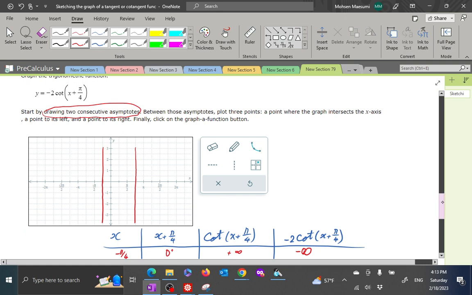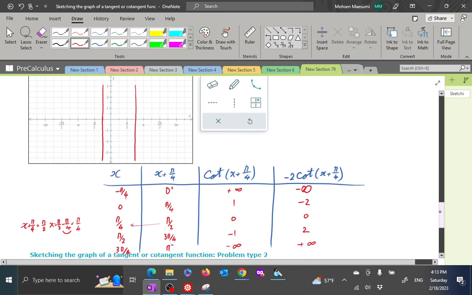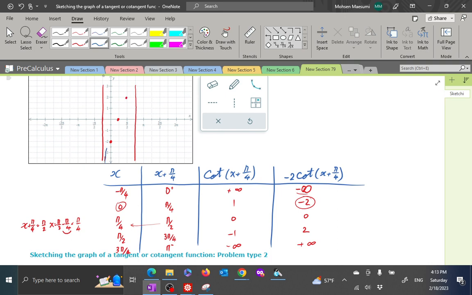Okay, so at minus pi over 4 we're starting at minus infinity. Then at 0 we are at minus 2. Then crossover. Then at pi over 2 we are at 2. So we have a picture kind of looking like this.